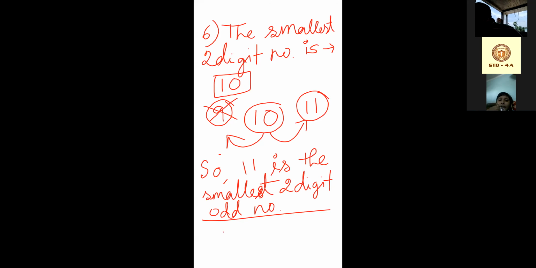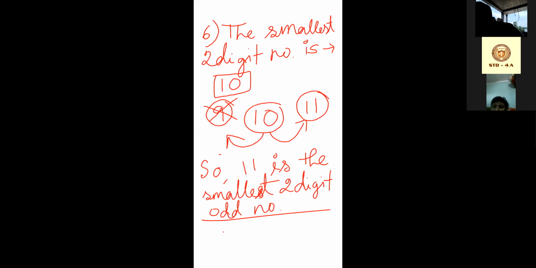Okay, write the next one. Okay, I am doing the next one, huh? Yes. The seventh question is given. What is the greatest three-digit odd number? The same thing. The greatest three-digit odd number.